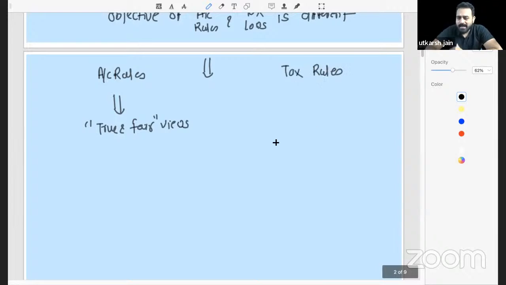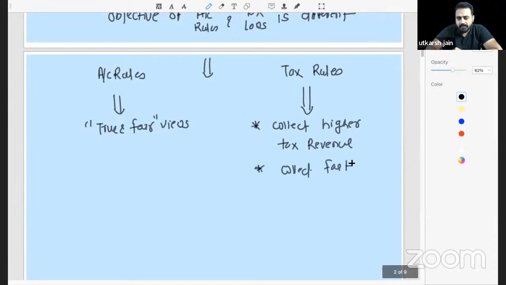Tax rules have a variety of different objectives, right? At times the objective of the tax rules is to collect higher tax revenue, and collect it faster. Collect the same tax revenue faster, as early as I can, as much as I can. So at times taxation laws want you to pay more, right? So that could be one objective.